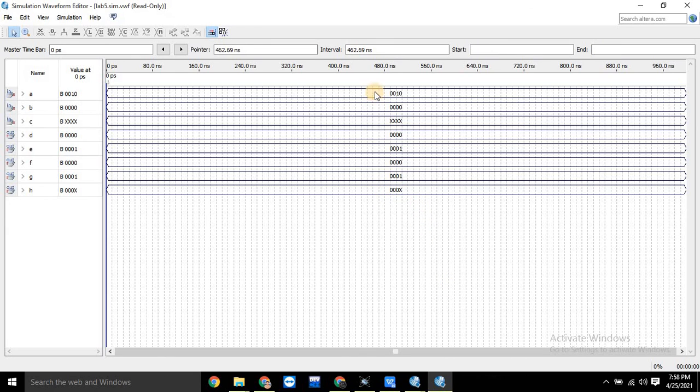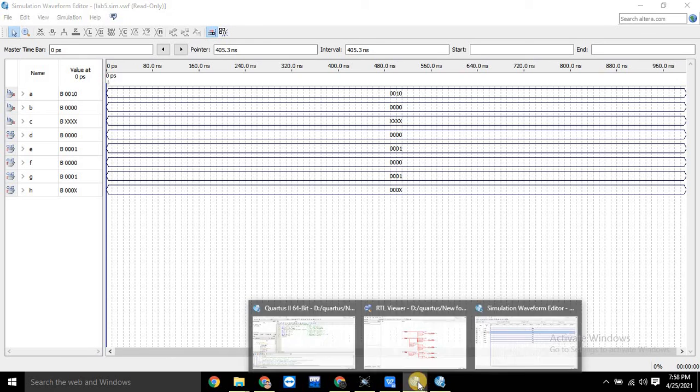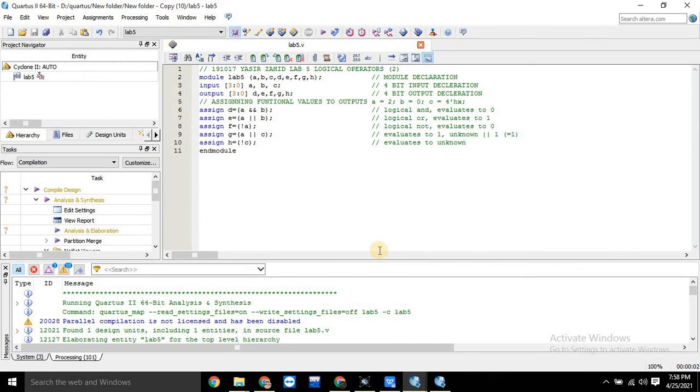Hence all these results match the results that were expected. That's all for the logical operators. Now we will move to the next part of the lab.